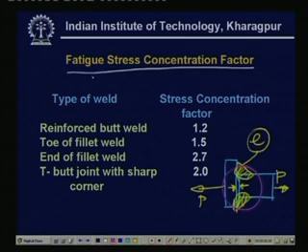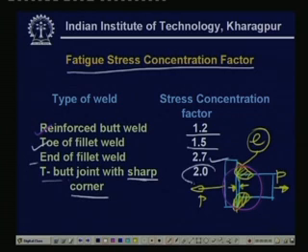Now, what you see here are typical figures showing the fatigue stress concentration factor. Stress concentration is not that important for static loading, but for fatigue load, for dynamic loading, it is quite important. For the reinforced butt weld, it is 1.2. For the toe of fillet weld, this is 1.5. End of fillet weld, 2.7, and T bar joint with sharp corners, definitely we want to avoid the sharp corners, has a stress concentration factor of 2.